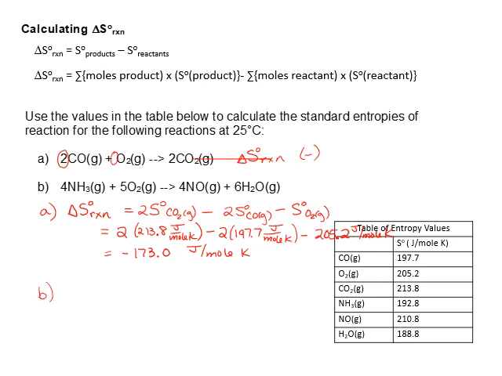For reaction B, that reacts 4 moles of ammonia gas with 5 moles of oxygen to make 4 moles of nitrogen monoxide gas and 6 moles of water, we're going from 9 moles of gas to 10 moles of gas, which is an increase in the moles of gas, so we're expecting a positive change in entropy.